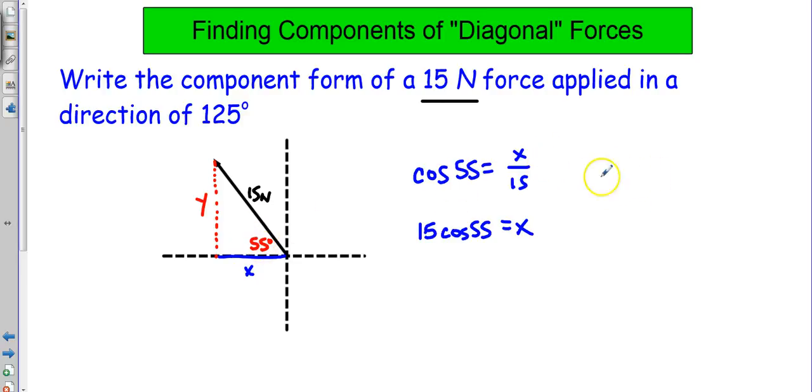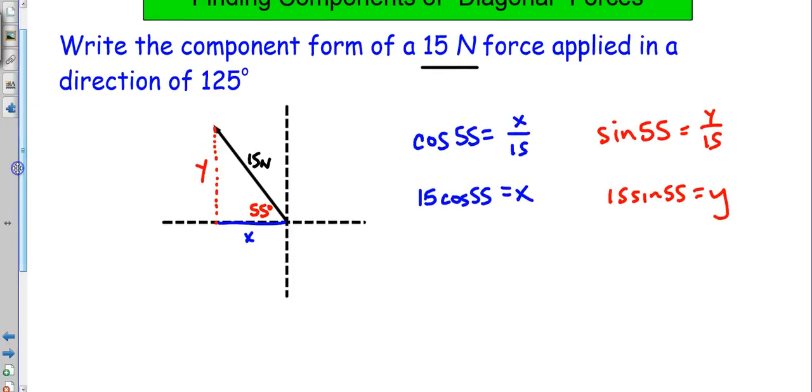Relative to that reference angle, we've got opposite, so this is going to be the sine function. So the sine of 55. And notice that the y component is always related to the sine function. The x component is always related to the cosine function. So sine of 55 equals y over 15. Go through and solve, and you get 15 sine of 55 is equal to y.